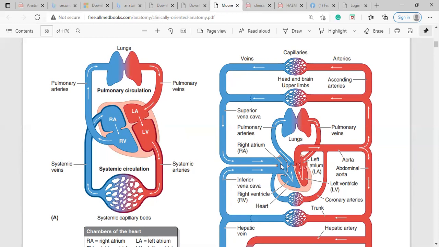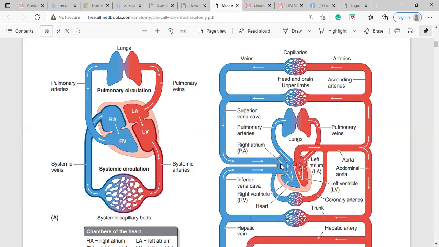The heart has 2 main pumps, 4 chambers: right atrium, right ventricle, left atrium, left ventricle. But the 2 main pumps are the right ventricle and the left ventricle. So they pump blood out of the heart, while the receiving chambers of the heart are the right atrium and the left atrium. They receive blood, while the right ventricle and the left ventricle pump blood out of the heart.